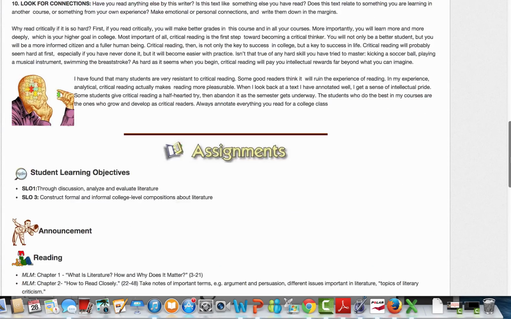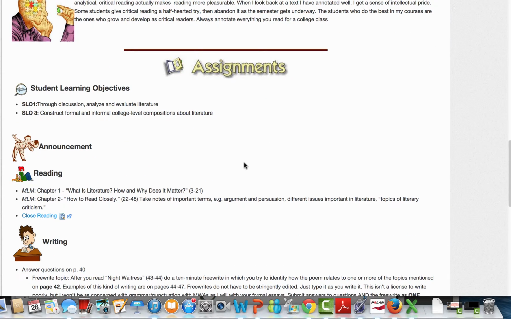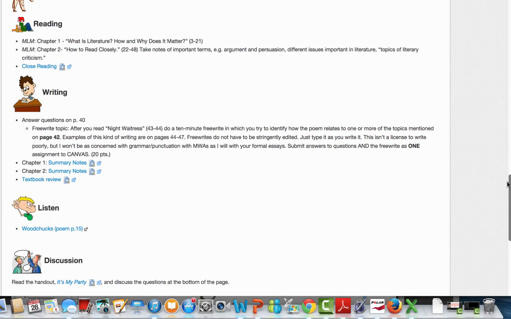This week, you will be reading 2 chapters from the book Making Literature Matter, chapters 1 and chapter 2. First chapter is what is literature and how and why does it matter, and how to read closely, which talks a little bit more about what the preceding article discussed. Take notes. For example, understand what argument and persuasion is, and the different issues important in literature, topics of literary criticism. After you do that, you're going to answer some questions on page 40.